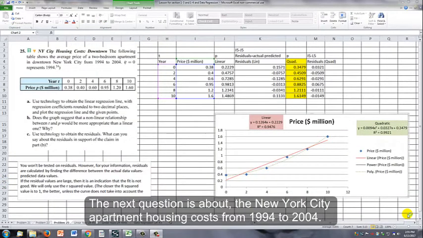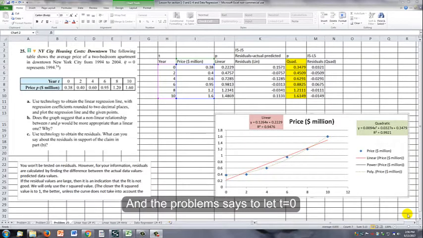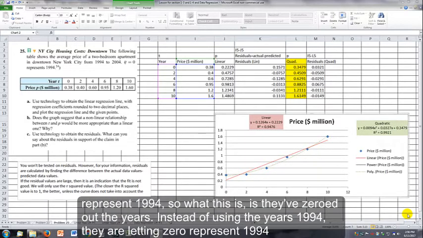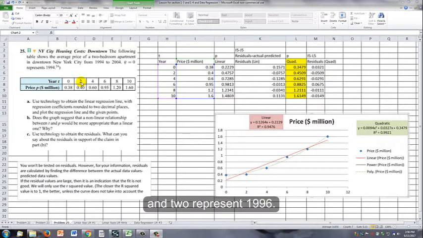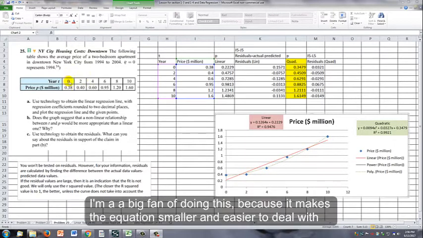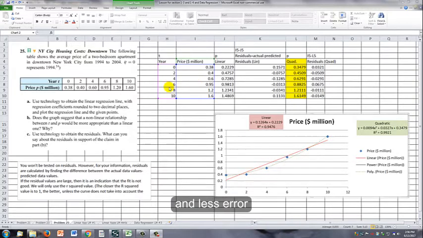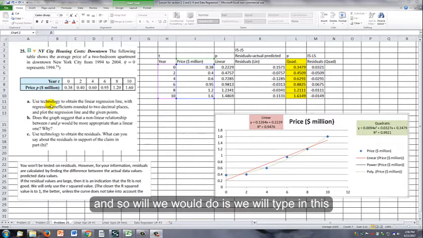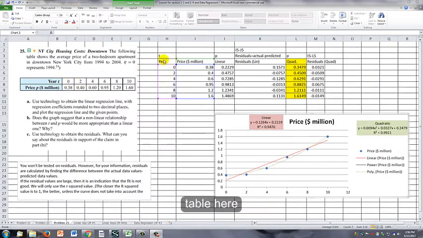The next question is about New York City apartment housing costs from 1994 to 2004. And the problem says to let t equals 0 represent 1994. So they've zeroed out the years. Instead of using the year 1994, they're letting 0 represent 1994 and 2 represent 1996. I'm a big fan of doing this because it makes the equation smaller and easier to deal with and less error-prone. And so what we will do is type in this table here.